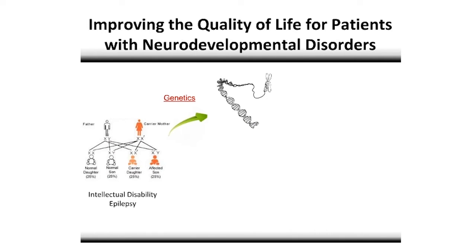The main mantra of our lab is to improve the quality of life for people suffering with neurodevelopmental disorders, and my particular focus has been individuals with intellectual disability and epilepsy, and predominantly those families which show linkage to the X chromosome. The process begins when we have families with this inheritance pattern, where we have affected boys and females that are generally unaffected, and then we go into the genome and use massively parallel sequencing to try and find genetic variants that may be the root of these disorders.